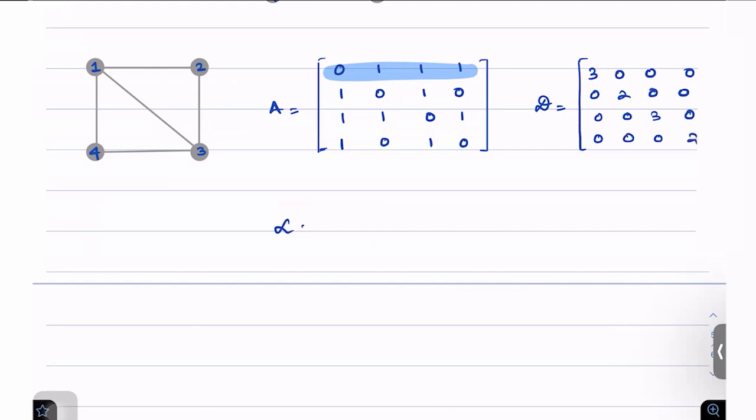So the Laplacian matrix becomes 3, minus 1, minus 1, and minus 1. Similarly, minus 1, 2, minus 1 again, and 0. And it's minus 1 in all of these locations, and a 3 here, and minus 1, 0, minus 1, and 2. So this is what the Laplacian looks like.